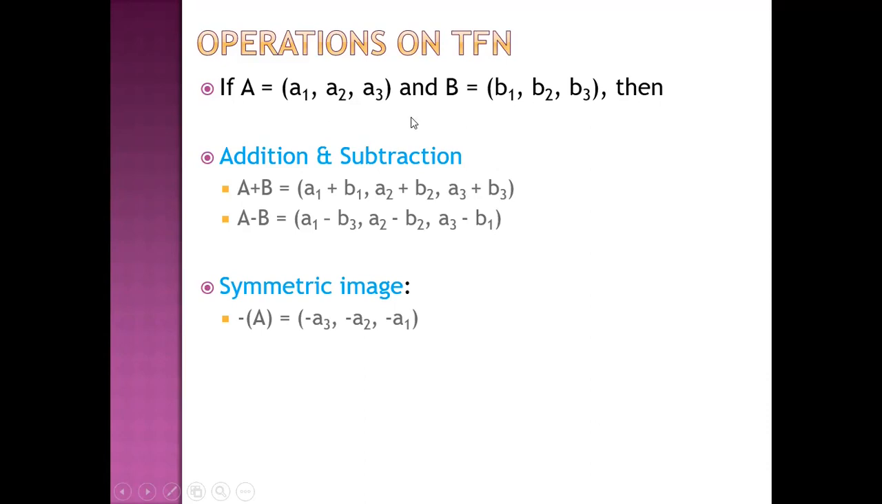So if there are these two triangular fuzzy numbers, then addition is defined as this, subtraction is defined as this, and this is the symmetric image.